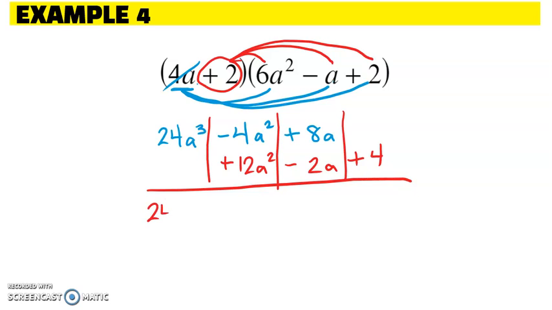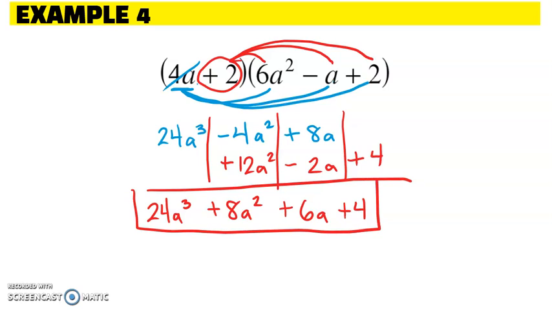So 24a cubed, -4a squared plus 12a squared is going to be positive 8a squared. 8a minus 2a is positive 6a. And then I have plus 4. That's the product when I multiply those two polynomials. That's the distribution method.